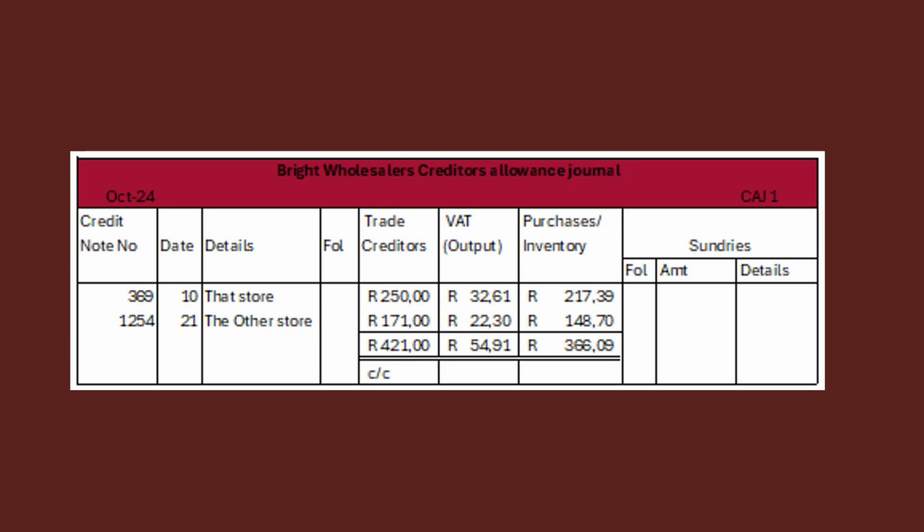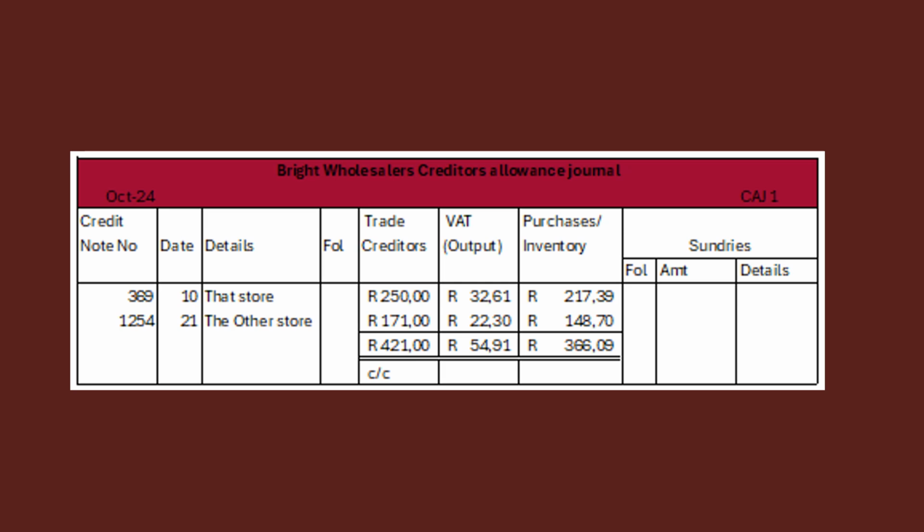Please note the difference between the VAT column in the Creditors Journal and the VAT column in the Creditors Allowance Journal. In the Creditors Journal, the column is VAT input, so VAT claimable, because the goods have been received, while the Creditors Allowance Journal column is VAT output, so VAT payable, as these goods have been returned to the supplier.